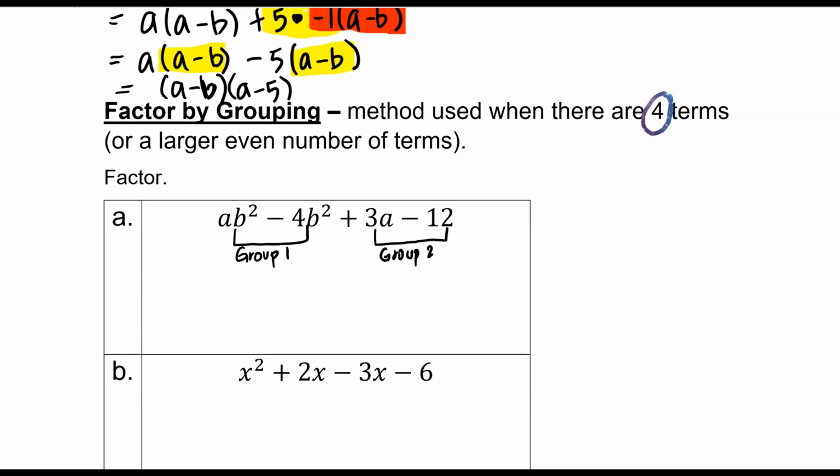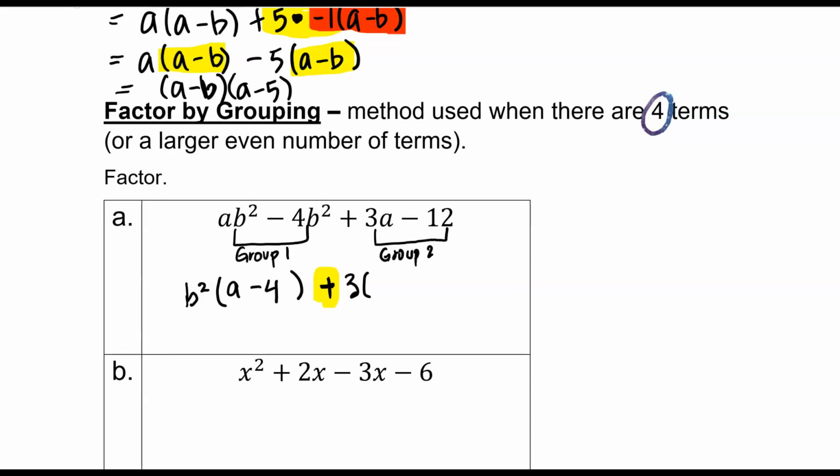So what does group 1 have in common? It has a B squared in common. We'll take that out. And what will be left over? We have an A minus 4. And then the next one, what you have in common is a positive 3. So make sure you put a sign here. It's one of my pet peeves when students don't put their signs in the problem. I never understood why you wouldn't put signs there. Because then how would we know it's a positive or a negative if you don't put that there?